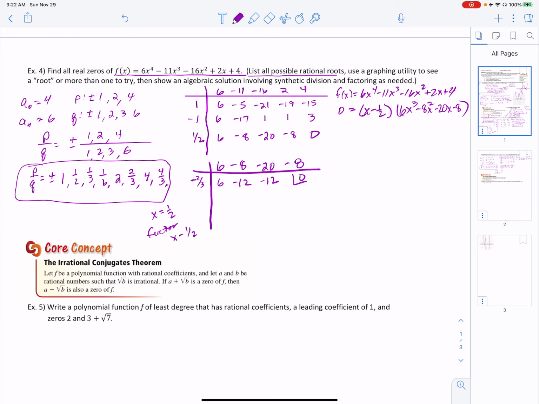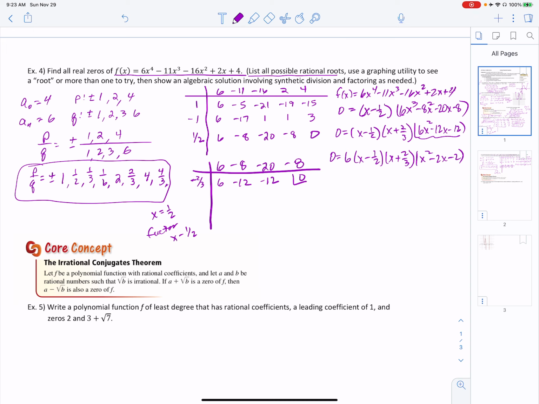All right, so there you go. Negative 2/3 is a factor, or is a root. So that means we have x minus 1/2, and then we have x plus 2/3, and that reduced polynomial, you have 6x squared minus 12x minus 12. And so we're going to continue to factor on this. And I notice that each of these have a 6. I'm going to pull that 6 out here, because that will have numbers that are easier to work with.